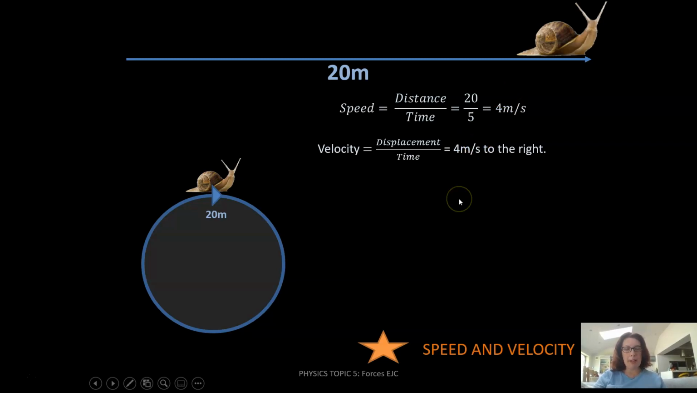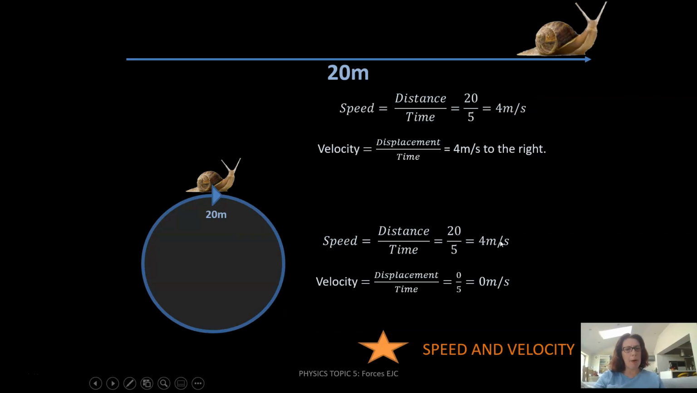In this case, we're going to make the snail go round a circular track, and it's 20 meters again, but in a circle. If we look at the speed, it's the distance travelled by the snail divided by the time. I kept the same time, and even though it's going in a circle, the distance was the same: 20 divided by 5, 4 meters per second. So if I said to you the snail's moving 4 meters per second, you wouldn't know if it was moving in a straight line or in a circle, or any way.